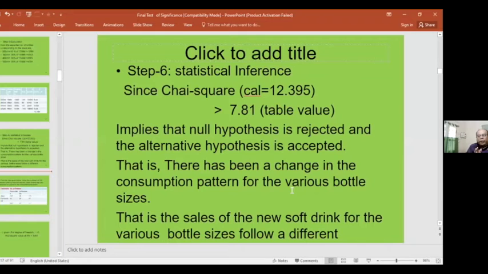So whether the new soft drink follows the same pattern or not, we tested, and it was found that there was a change in the pattern. Accordingly, the bottler will find the proportion of the sizes and prepare: for this bottle size, this much will be demanded, and for this one, this much. Accordingly, he can prepare. So this is one sample. The first topic given to me was for one sample.